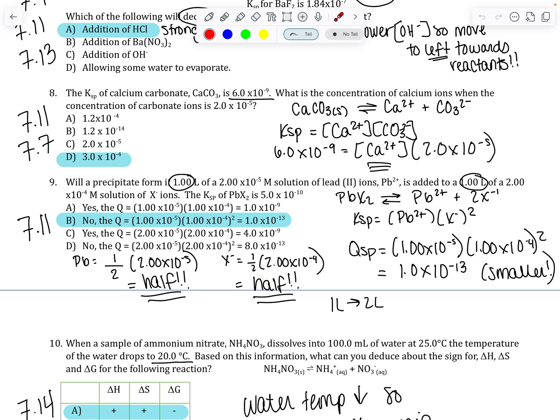So I don't have to waste time like I did on that one beast of a question and sit there and do M1V1. I know my concentrations when I plug them in for Q should be half of what they were. So I can get rid of C and D because they're not halved. So it's either A and B. And so then you just need to know what's the Q value and what does that mean? So when I work this out with my new concentrations, I get a new Q value, which you can match to this, but it's smaller. And so if it's smaller, then no, I do not form a precipitate.